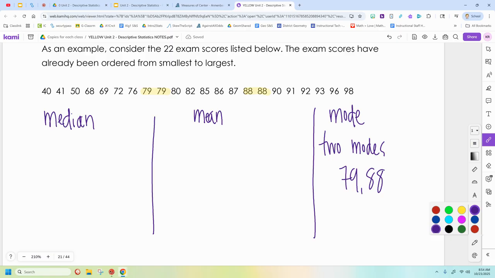If there are 22 pieces of data, that's an even number, right? What's half of 22? 11. So there's going to be 11 pieces of data on this side and 11 pieces of data on that side. Let's find the middle of the data. So you're going to count over 11 pieces and put a line after the 11th piece.